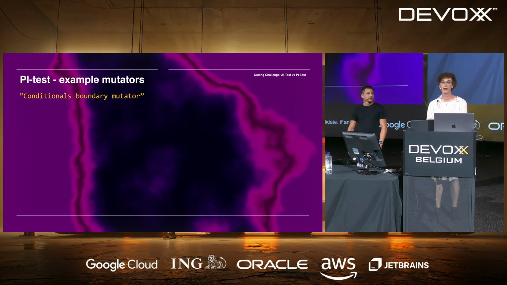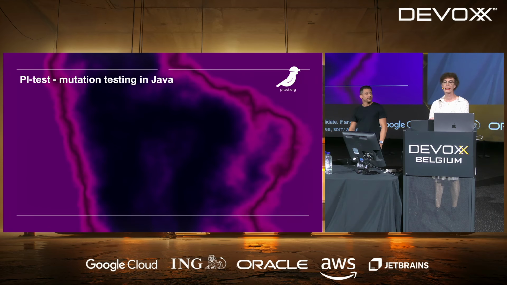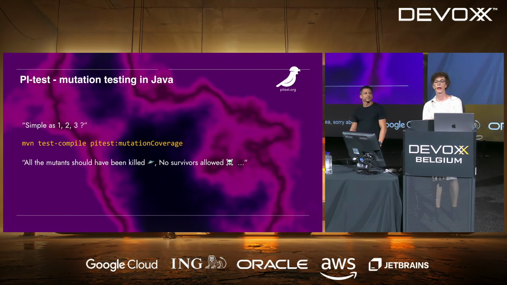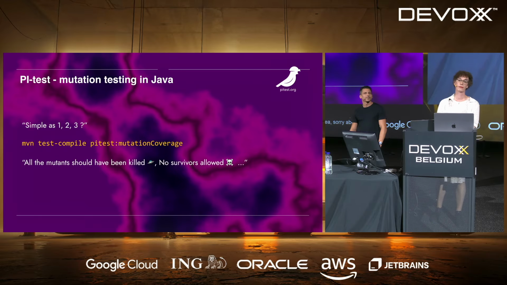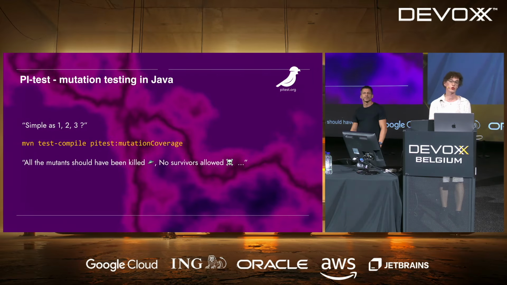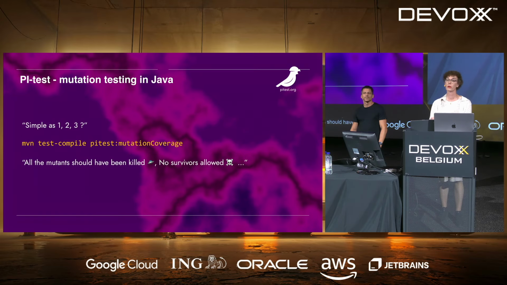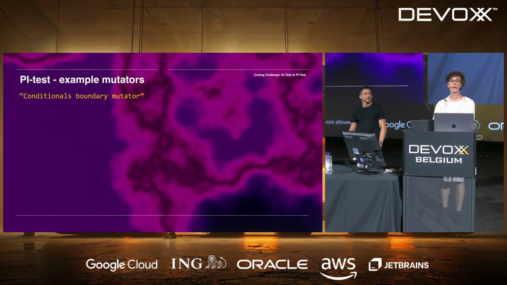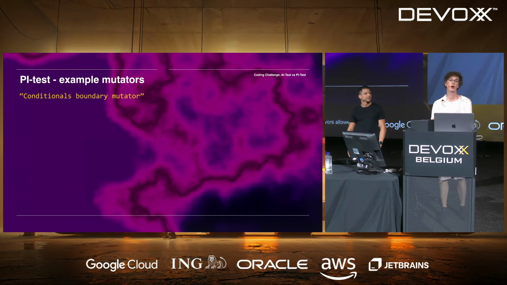With the idea that for high-quality tests, no mutations should have survived. All the mutants should have been killed. No survivors allowed today. So what kind of mutators are there? And what are they actually?